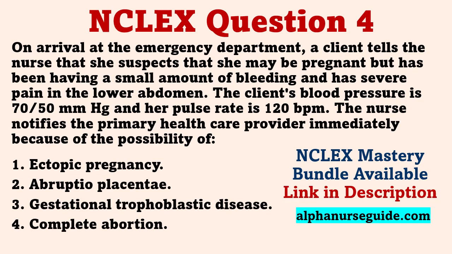On arrival at the emergency department, a client tells a nurse that she suspects that she may be pregnant, but has been having a small amount of bleeding and has severe pain in the lower abdomen. The client's blood pressure is 70/50, and her pulse rate is 120 beats per minute. The nurse notifies the primary healthcare provider immediately because of the possibility of 1. Ectopic pregnancy. 2. Abruptio placentae. 3. Gestational trophoblastic disease. 4. Complete abortion.